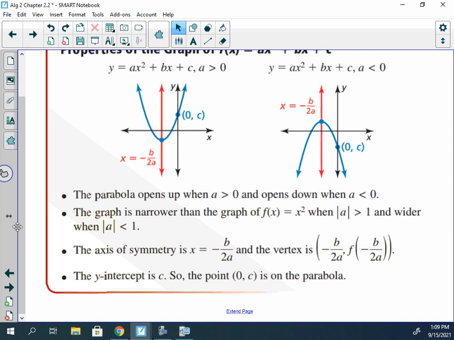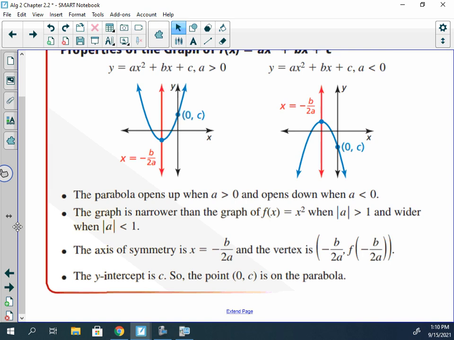Now, if A is greater than 0, A is positive, it's going to open up. If A is negative, it's going to open down. It's going to reflect across the x-axis. If the absolute value of A is greater than 1, it gets narrower. It's a vertical stretch. If the absolute value is less than 1, really, we're talking about between 1 and 0, it gets wider. It's a vertical shrink, stretch and shrink. It's still dealing with A.